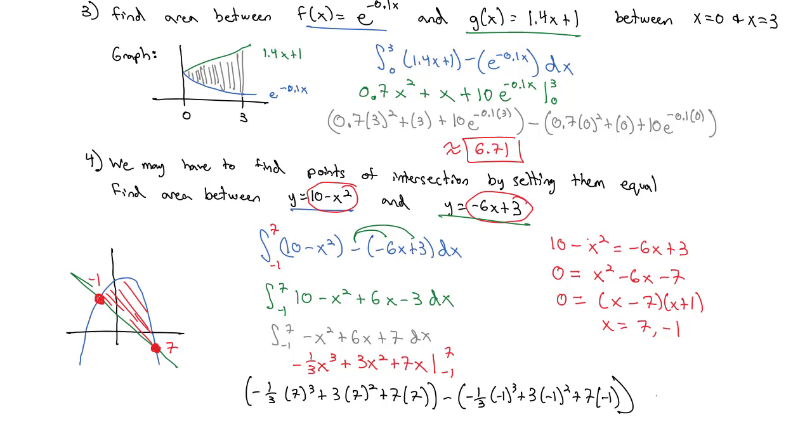And if I put that all into my calculator, I find the area between these two curves is 256 over 3, which is approximately 85.33. That's how we find the area between two curves: figure out who's on top, figure out where they intersect, and then integrate the difference of the functions.